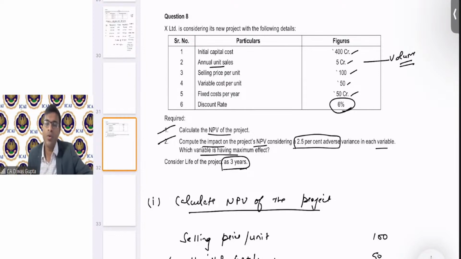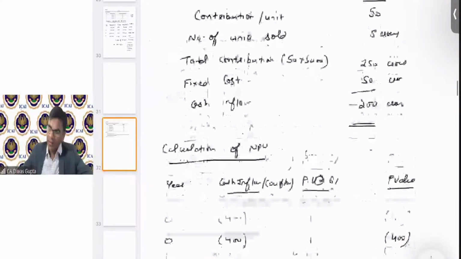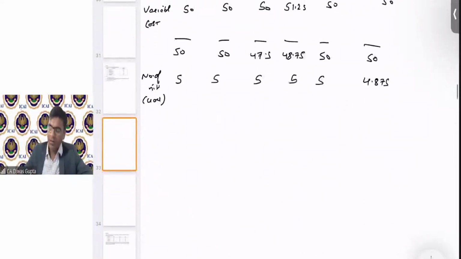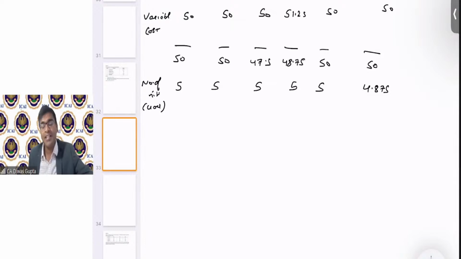Okay, the values don't change. Hence, in our entire simulation also, we keep them as constant, which we have tried to do here. But if you want to attempt, you can definitely change the discount rate. You can increase the discount rate of 6% plus 2.5%, which becomes 6.15% to check the negative impact on NPV. Okay.